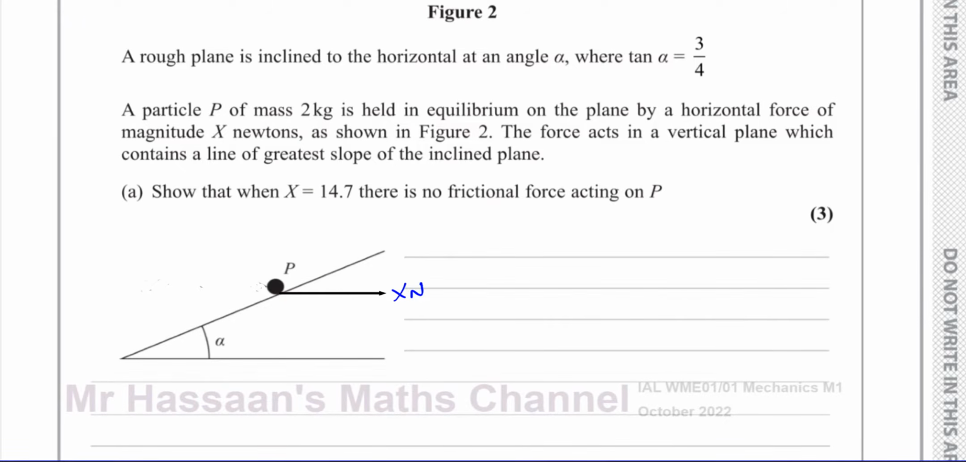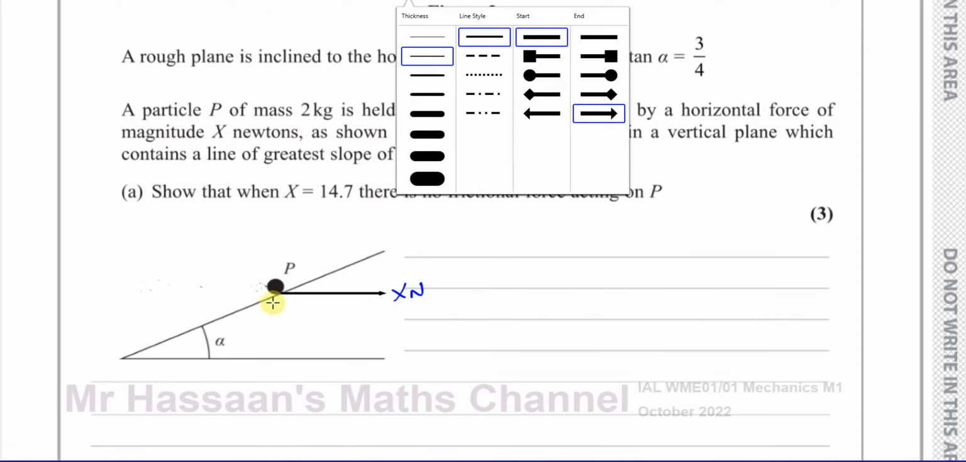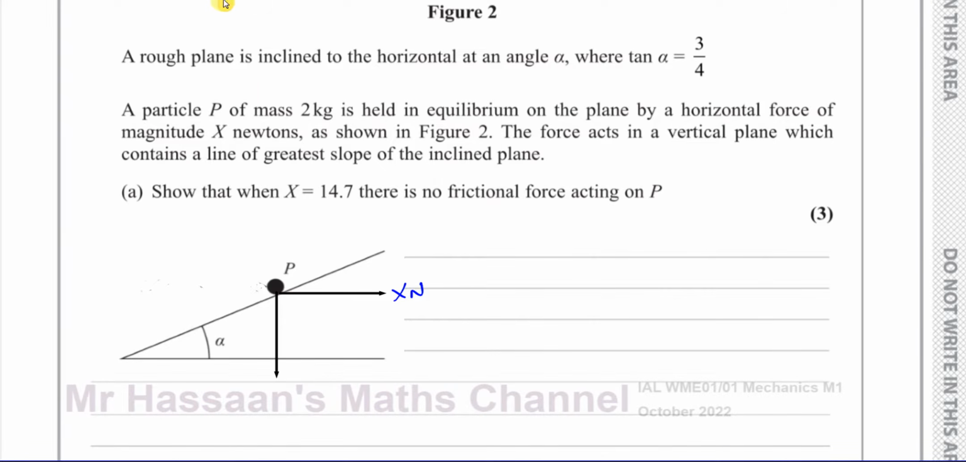Okay, it has a mass of 2 kilograms. The weight, therefore, will act straight down, and it's going to be 2g newtons, 2 times g newtons, g standing for 9.8, the acceleration due to gravity. As we know, W equals mg. So that's the force acting downwards. That's the weight, so those are the two forces acting on it.